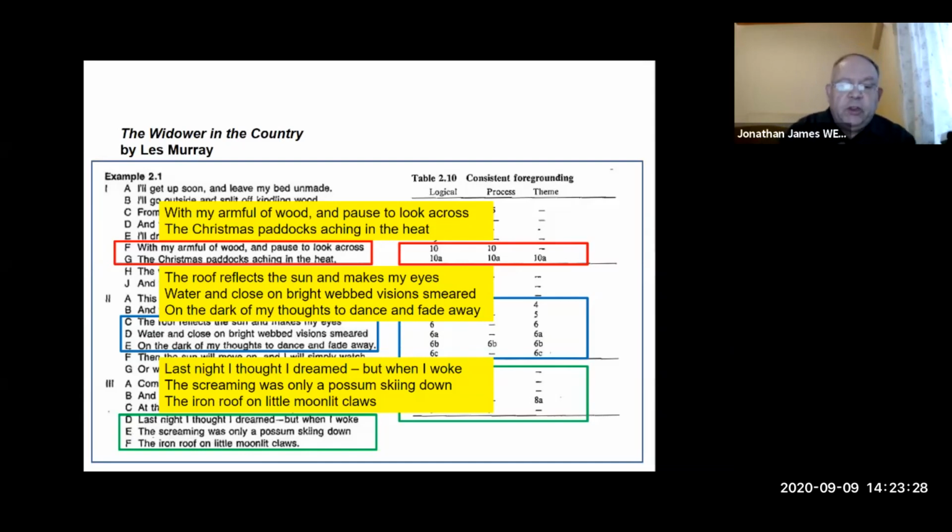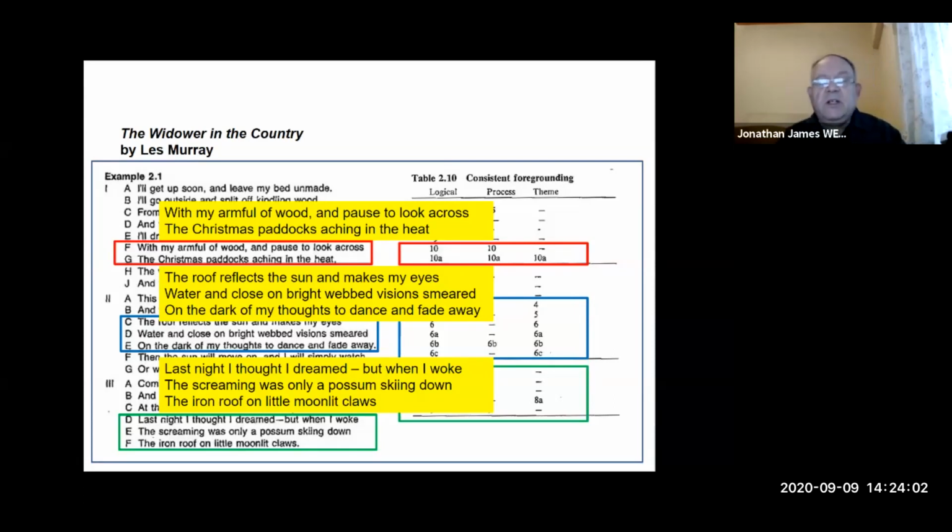Next one, the roof reflects the sun and makes my eyes water. What happens when your eyes are watering? It's tears, close on the bright web vision, smeared on the dark of my thoughts to dance and fade away. In other words, the foregrounding is all bringing your attention to where it is aching, dark.